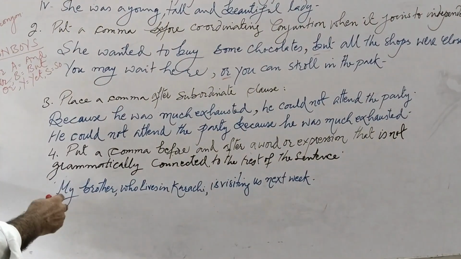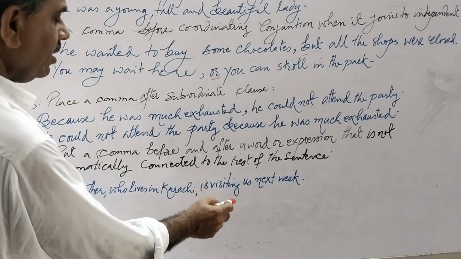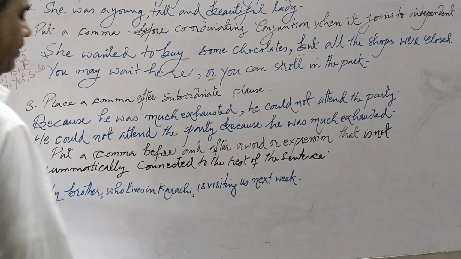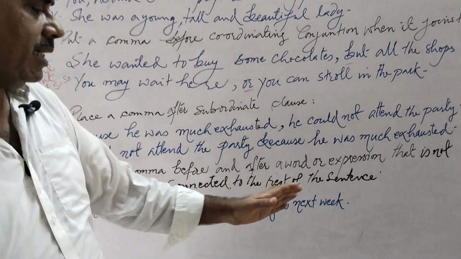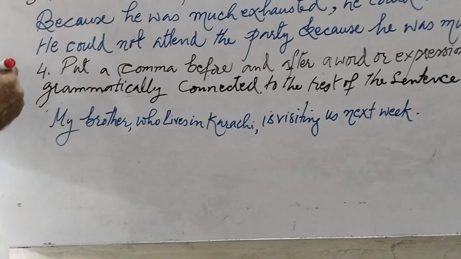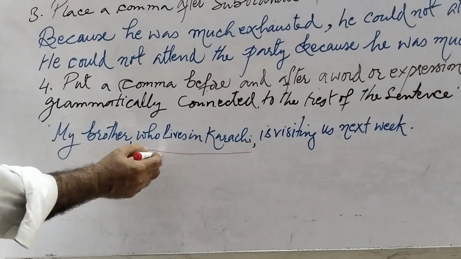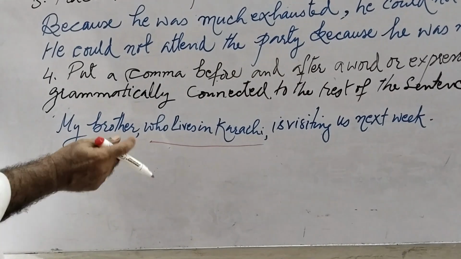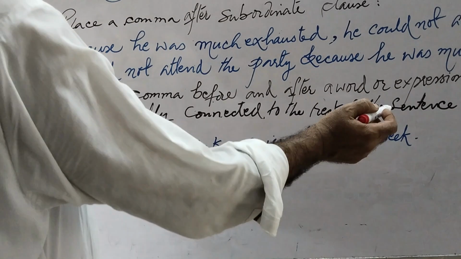We have an example here. My brother who lives in Karachi is visiting us next week. Now the actual sentence is my brother is visiting us next week, but we have some additional information here, that is who lives in Karachi, and it tells us about my brother. So it is additional information about my brother. It is not concerned with the rest of the sentence.